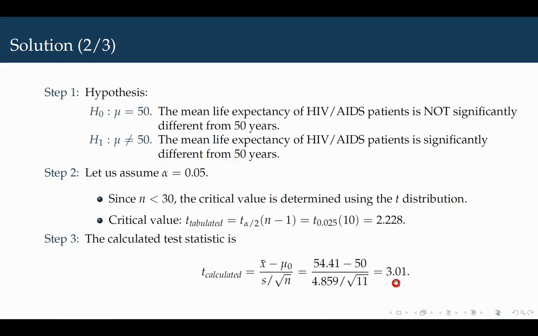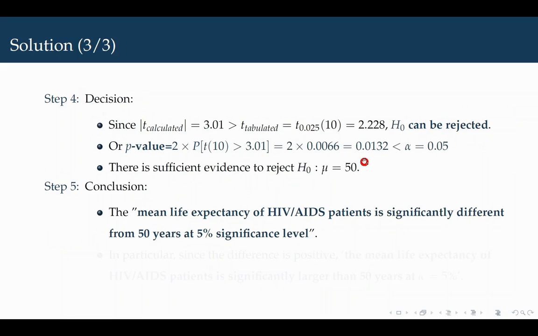So we have to compare this calculated value of the test statistic with the tabulated value of the T distribution. Here this calculated value 3.01 is greater than 2.28. That means H naught should be rejected or the test is significant. So the calculated value is 3.01, which is greater than the tabulated value, which is 2.228. So H naught can be rejected, or we can say the test is significant.